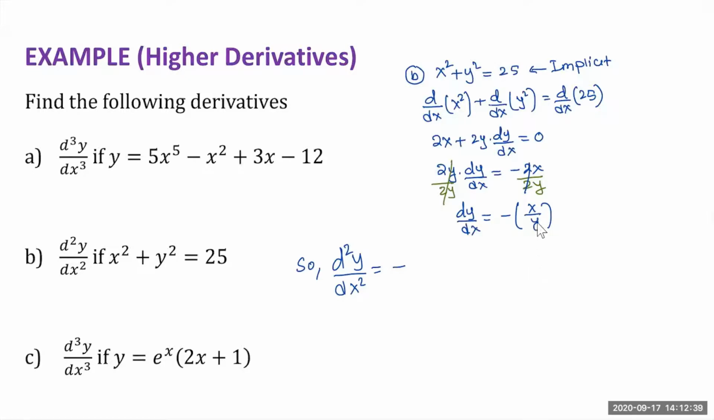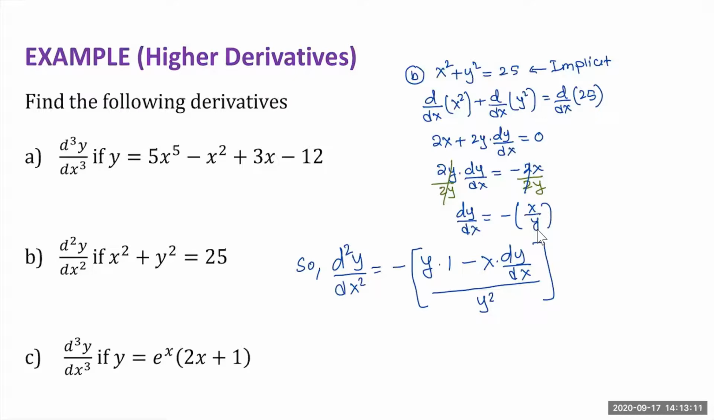And the quotient rule says the denominator, which is y, multiplied by the derivative of the numerator, the derivative of x is 1, minus the numerator, which is x, times the derivative of the denominator. The denominator is y, so the derivative of y is dy over dx, divided by the square of the denominator. There is y in the denominator. When you square it, it will be y squared.